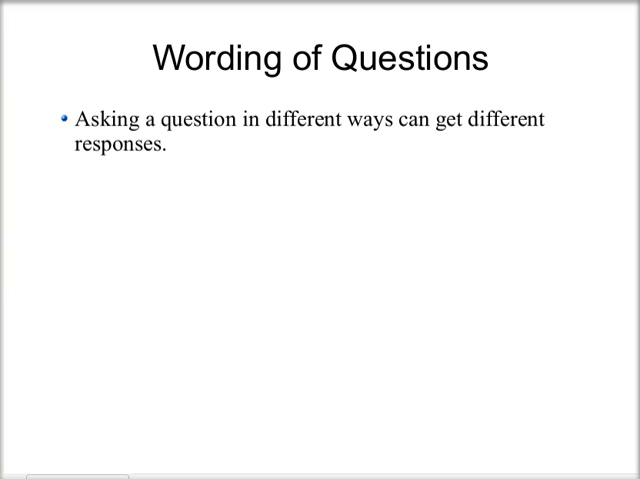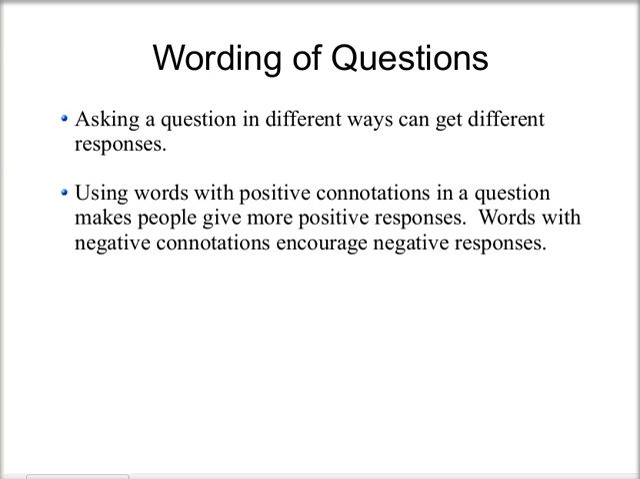Finally, a problem that can come up in surveys is the wording of questions. Asking a question in different ways can get different responses. In particular, we have to worry about the connotations of words. So if we use words with positive connotations in a question, this makes people more likely to give positive responses. If words with negative connotations are used, this encourages people to give negative responses.